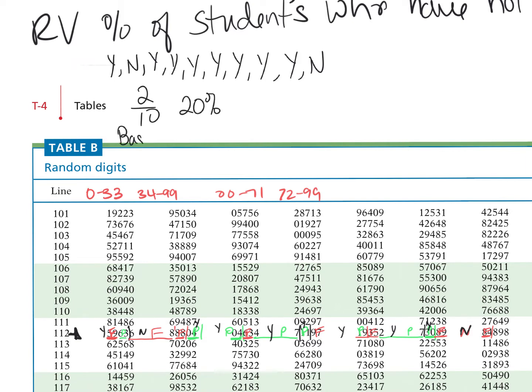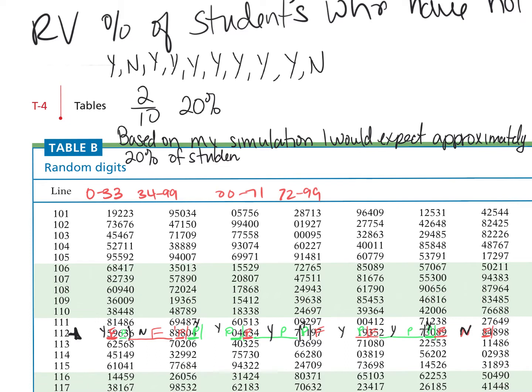So based on my simulation, I would expect approximately 20% of students to not have a license after 2 attempts.